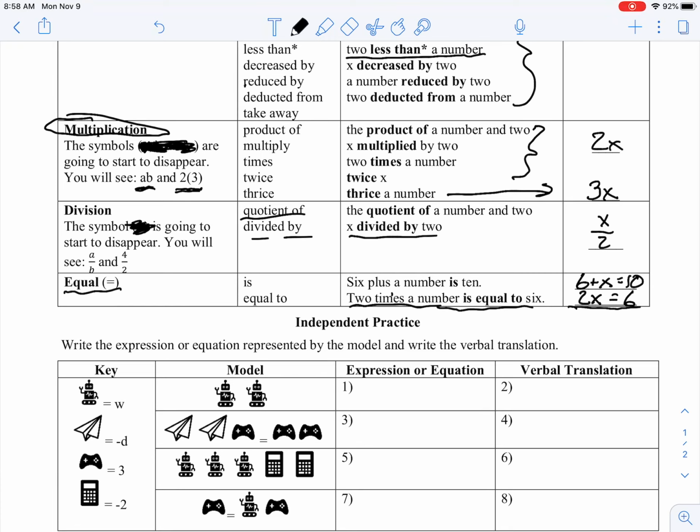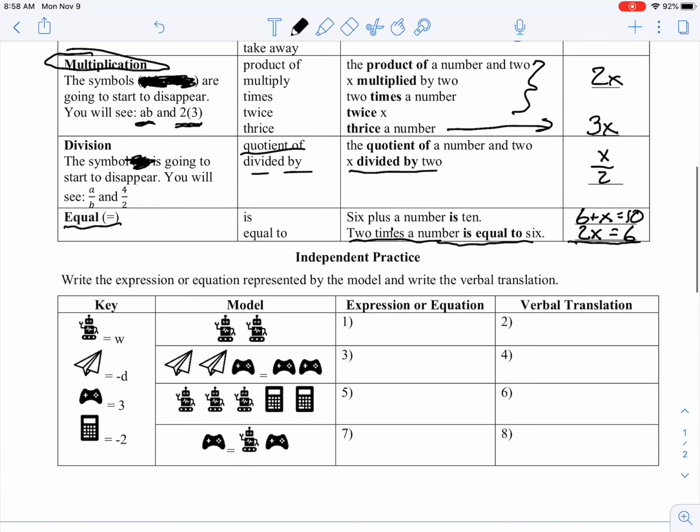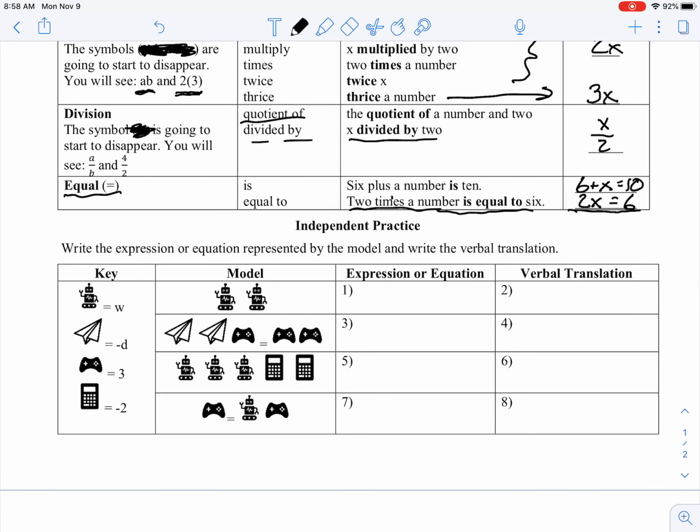Alright, so that is it for today, just discerning through these sentences to figure out how we're going to set up our mathematical expressions and equations. The independent practice starts here on this page, so don't forget 1 through 8. You need to give an expression or equation and a verbal translation. I'll go through the first couple here with you.